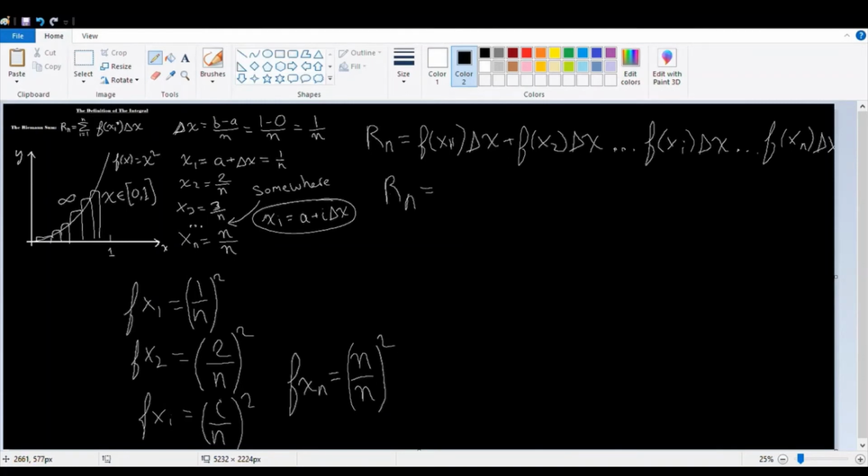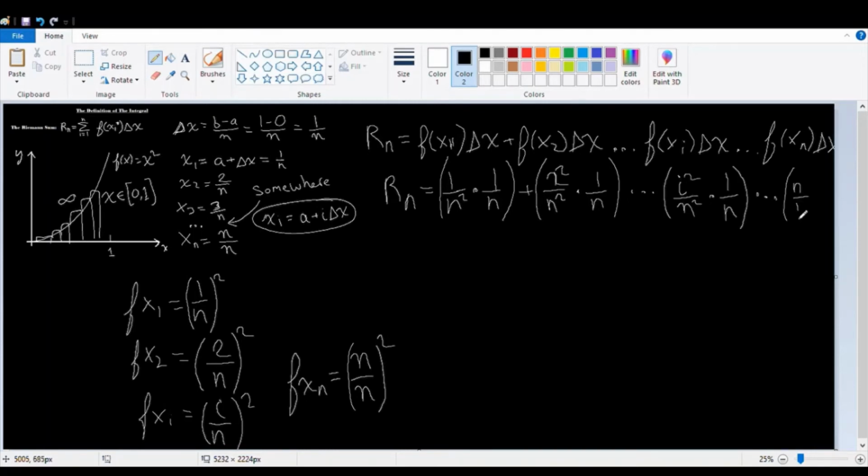We'll just rewrite these: 1 over n all squared times 1 over n, which is delta x, plus 2 over n all squared, up to i over n all squared, all times the delta x. Each term is multiplied by the delta x, which is 1 over n. But the only one we're going to keep in mind is the i squared over n squared times 1 over n. If we factor out all the denominators, they all have n cubed as the denominator. We'll just be left with 1 squared plus 2 squared plus i squared, somewhere in there, and at the end we'll have n squared.